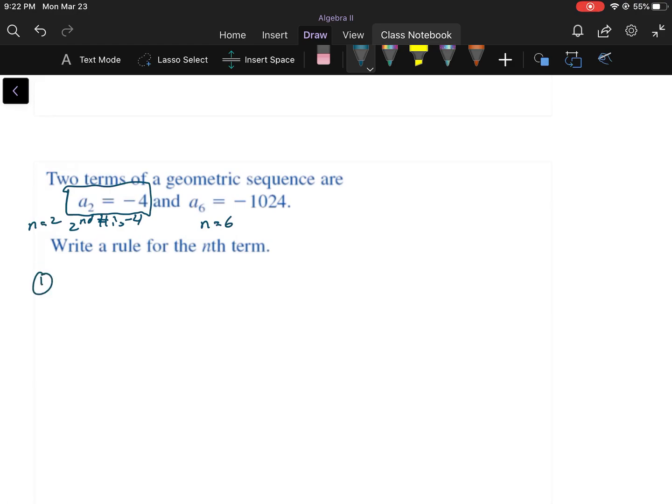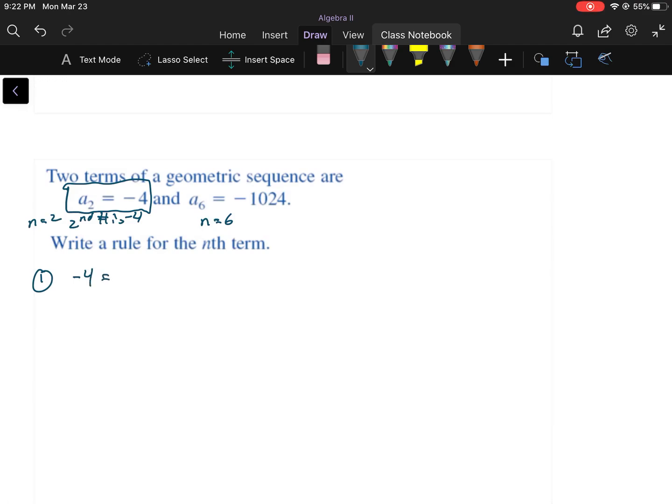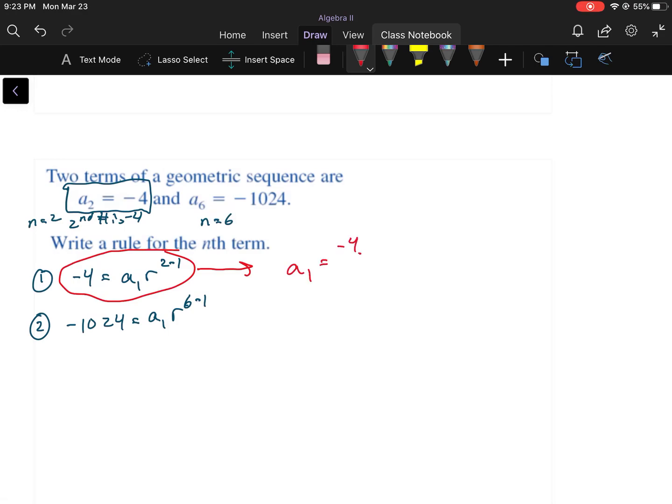So equation number 1: negative 4 equals a sub 1 times r to the 2 minus 1 power. Oh yeah, by the way, a1 and r is what I'm trying to find here. Equation number 2: a sub 1 times r to the 6 minus 1. So what I'm going to do is pick one equation, the top one here, and get a sub 1 by itself. So I'm going to divide both sides by r to the first power, because 2 minus 1 is 1.